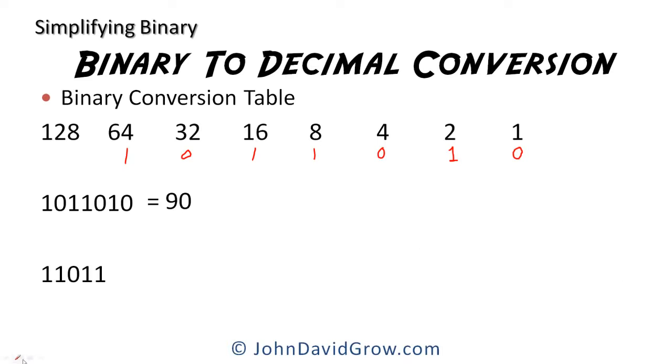Next number. Just write it in. 1, 1, 0, 1, 1. You add them up, and what do you get? 27. It's as simple as that.